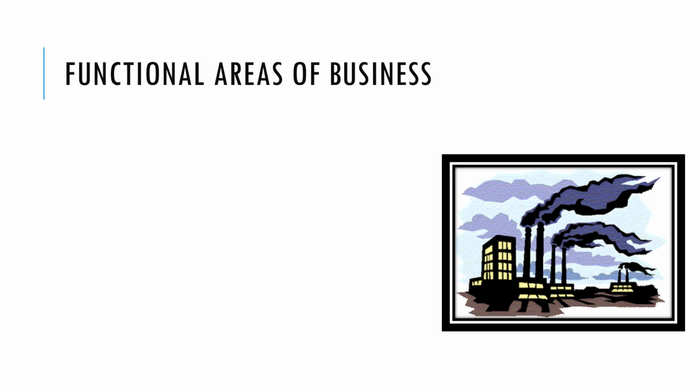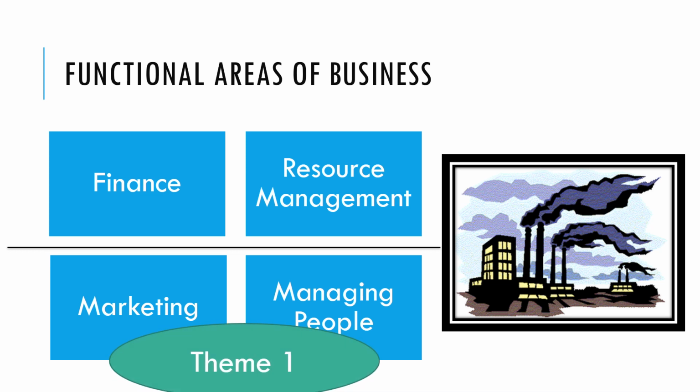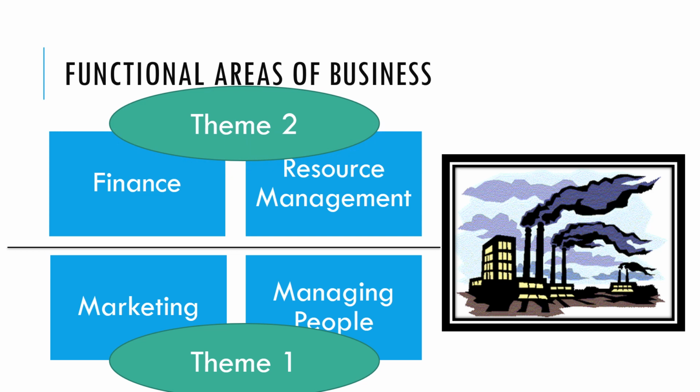If we consider our business, it normally has 4 separate departments in which its staff work. In our AS studies, we're going to look at these 4 different departments. The AS syllabus is split in 2. In Theme 1, you're looking at marketing and managing people, and in Theme 2, we're looking at finance and resource management. We've already done finance, and we're now going to be moving on to a separate area of the business which is called resource management.